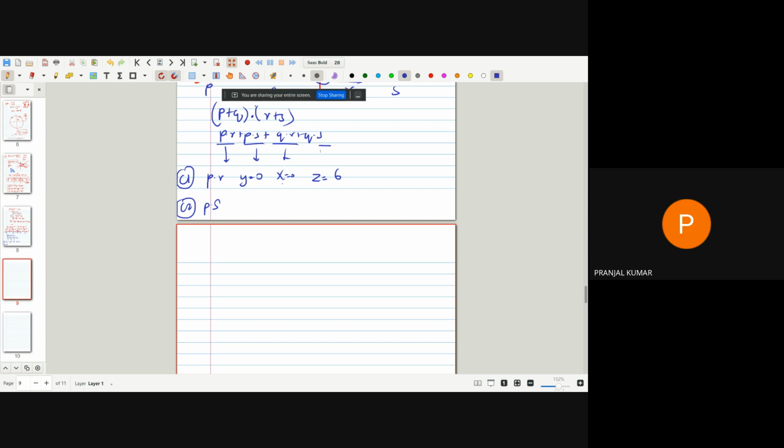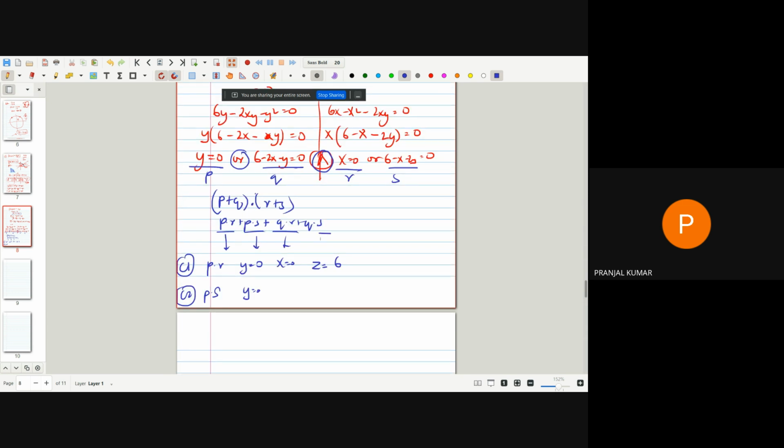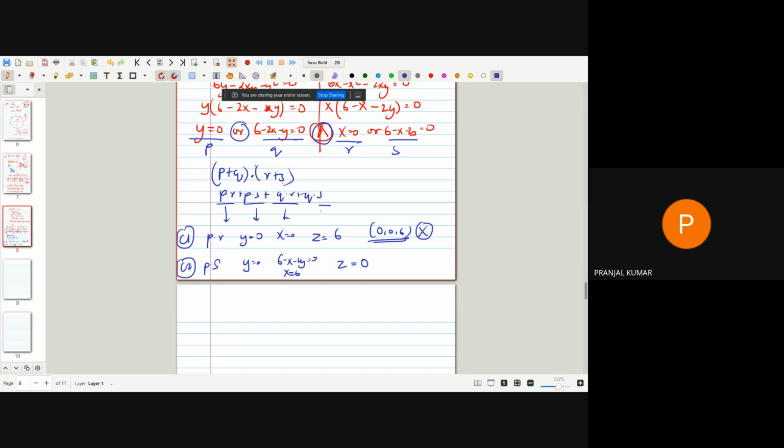Okay, so p dot s: p is y equal to 0, and s was 6 minus x minus 2y equal to 0. So substitute y, and you will get x as 6. Now z is equal to 6 minus x minus y, so you will again get 0. So this point is 0, 0, 6. Now you can see this point is at the boundary, so you will obviously remove this because it is 0.